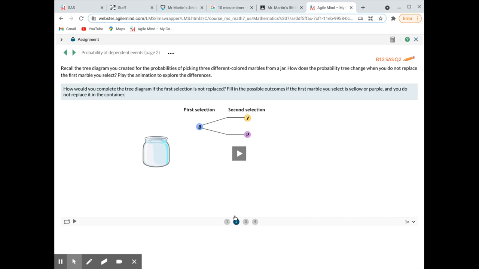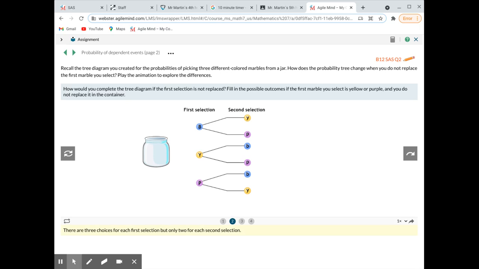All right, let's take a look at what would happen if we were to select yellow first. Sanaya, if we picked yellow, what would be left to pick the second time? Somebody call on me. Yes. You called on me? You're in class, right? Oh, yeah, what's your name? I'm just messing with you.